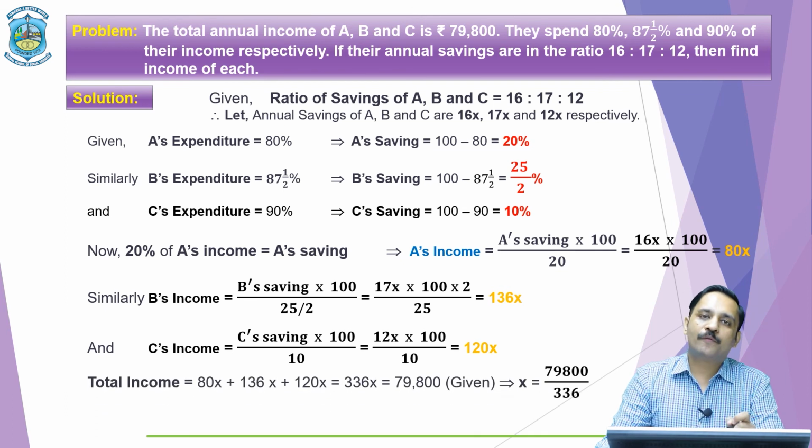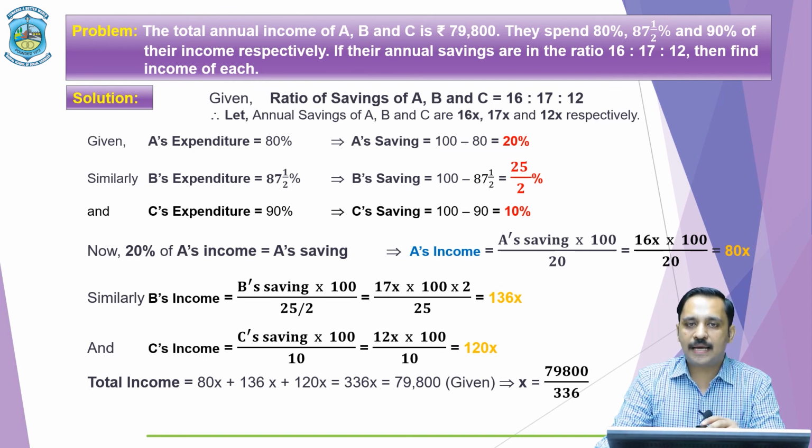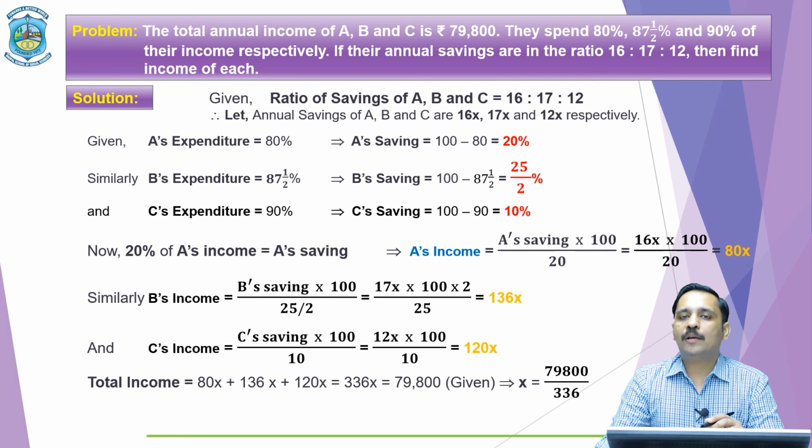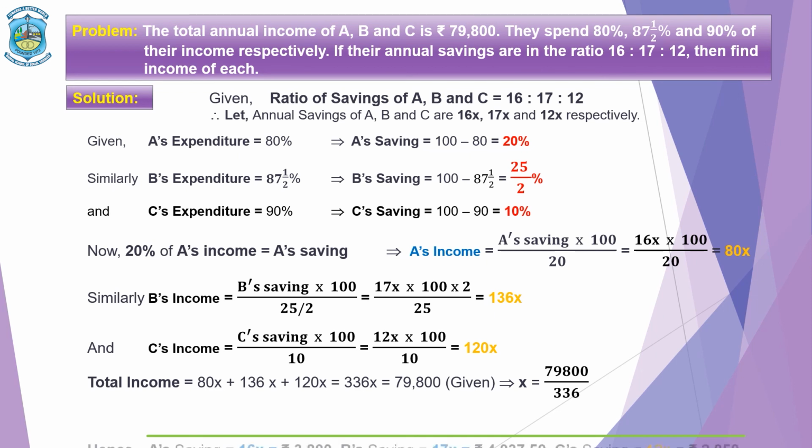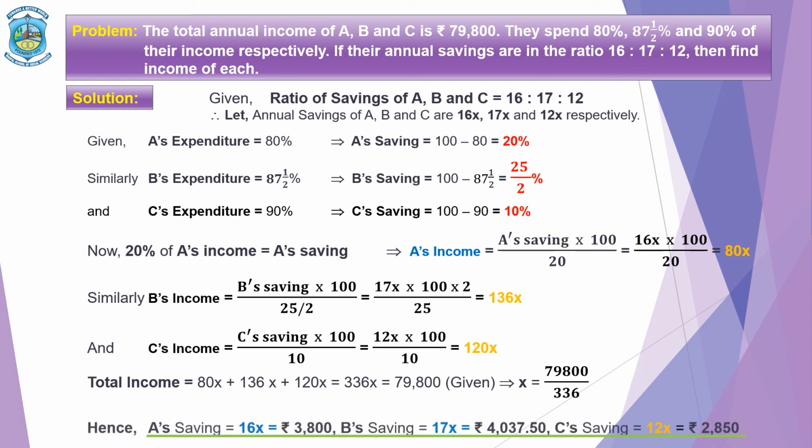So, the total income of A, B and C here is 80x plus 136x plus 120x, which is equal to 336x. And in the question, the total annual income is given as 79,800. So, equating them together, we get the value of x as 79,800 divided by 336. Finally, A's saving is equal to 16x, which is 3800. B's saving is 17x, which is 4037.50, and C's saving is 12x, which is 2850.